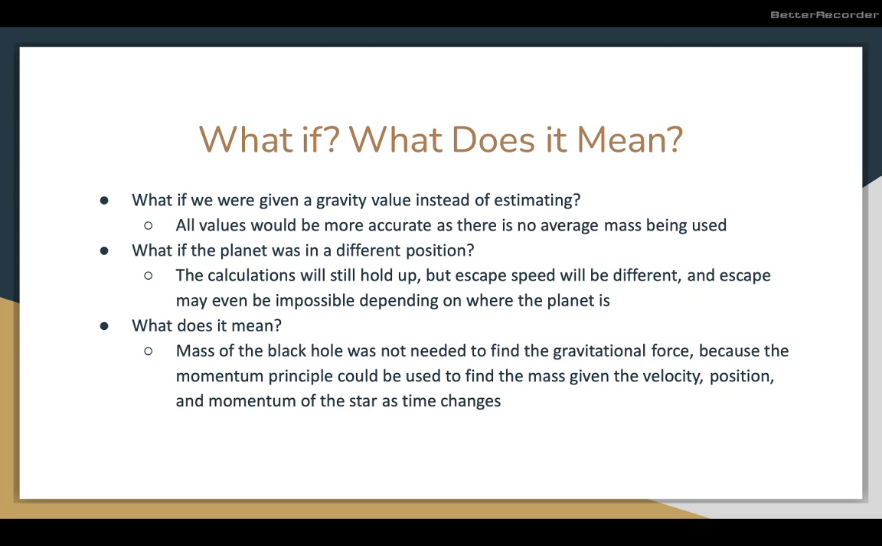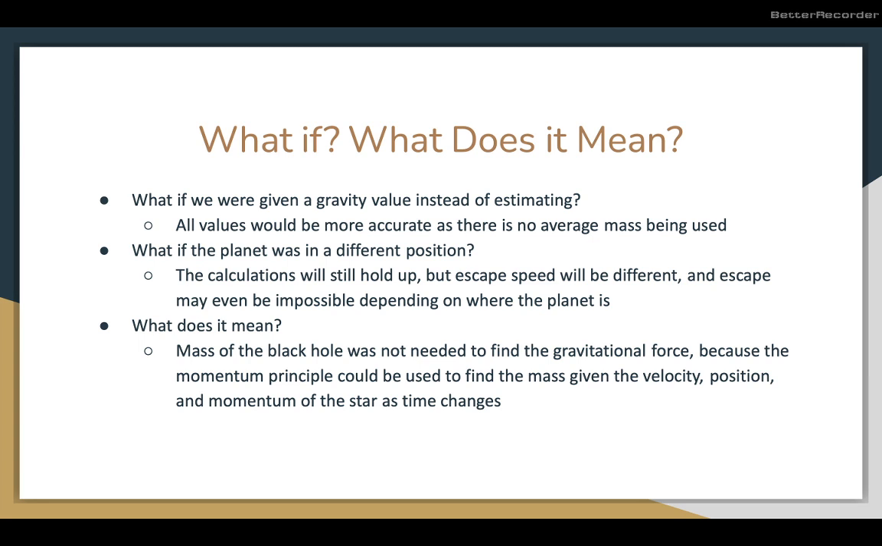So what does it mean? What if we were given a gravity value instead of estimating? Then in this case, all the values would be more accurate as it was an actual mass and not the average mass. What if the planet was in a different position? The calculations will still be the same, but the escape speed will be different, and it could be lower or higher, and it may even be impossible.